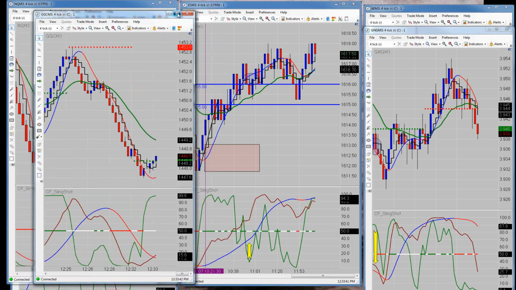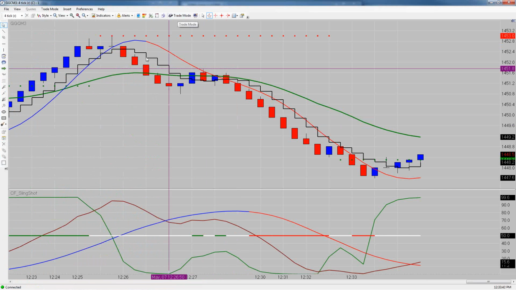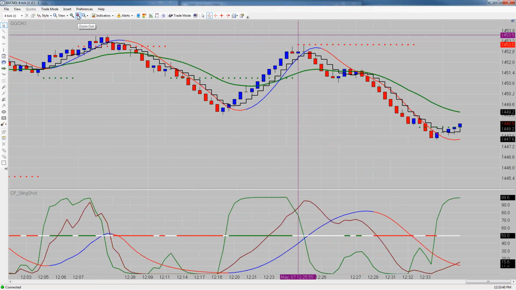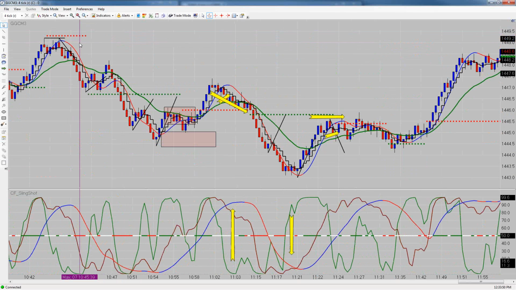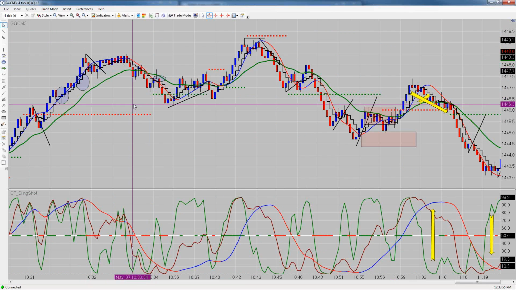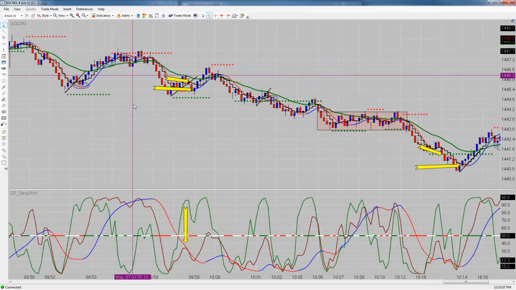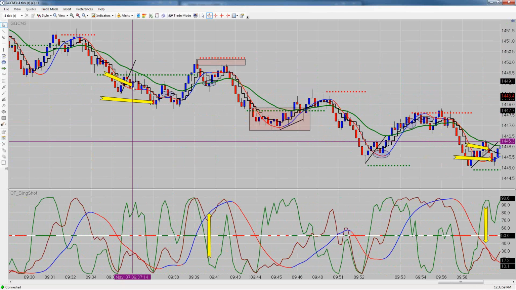Now let me bring over the gold. On the gold, we ended up plus 18 ticks. We had one losing trade. Our losing trade today was on gold, right here. This was it, that little boogie right there. We missed a bunch on gold, but we got enough to make a decent profit on the day.